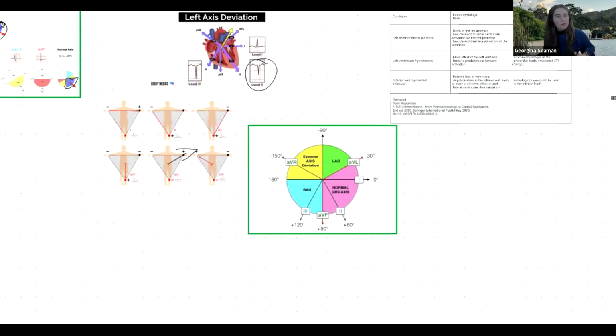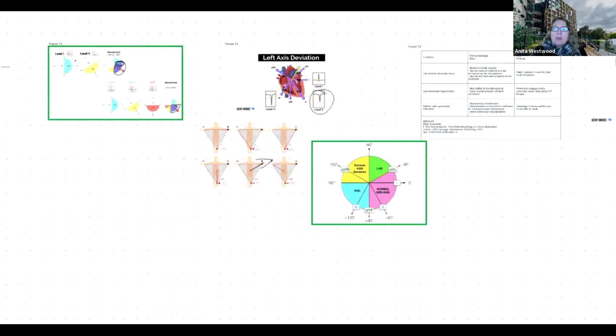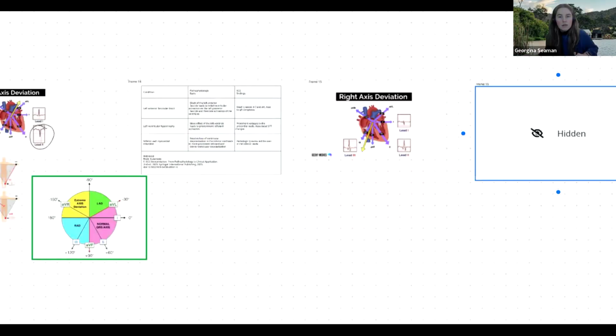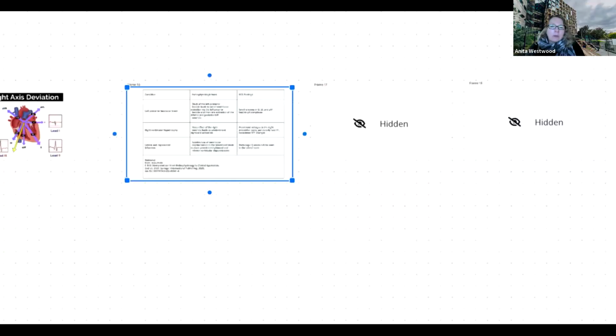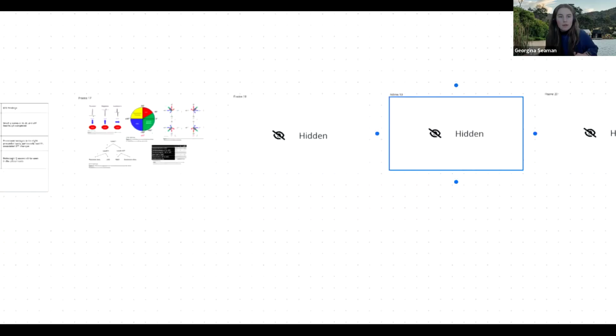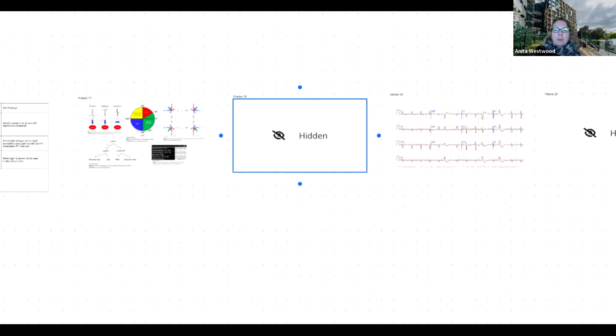Do you want to have a look at an axis deviation? Yeah, let's look at one. Do you want me to share this? How do I do that again? I think this one should be. Have you got one there? A left axis one should be, and then you can show an actual ECG. One of those might be. Look, I think this one.